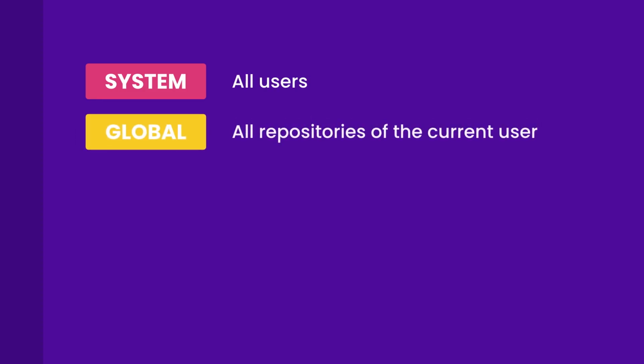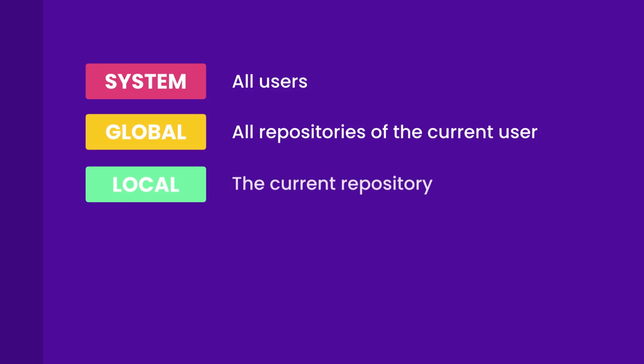At the very top, we have the system level. The settings that we have here apply to all users of the current computer. Below this level, we have the global level. The settings here apply to all repositories of the current user. And below this level, we have the local level. The settings here apply to the current repository or the repository in the current folder. So we can have different settings for different repositories or different projects.